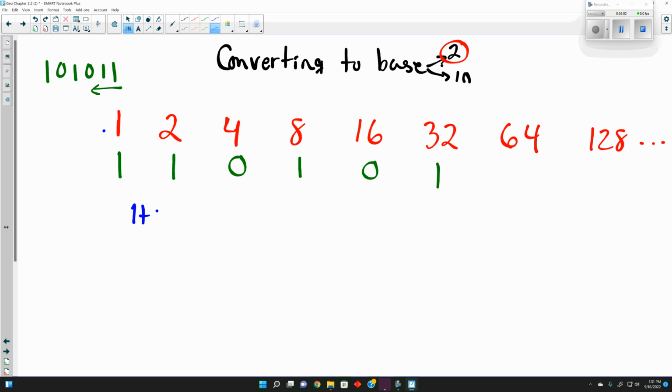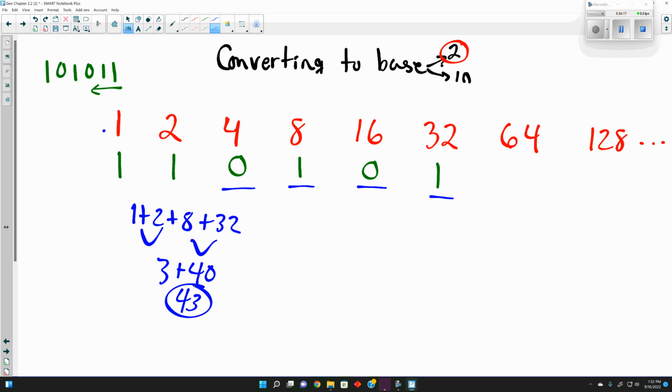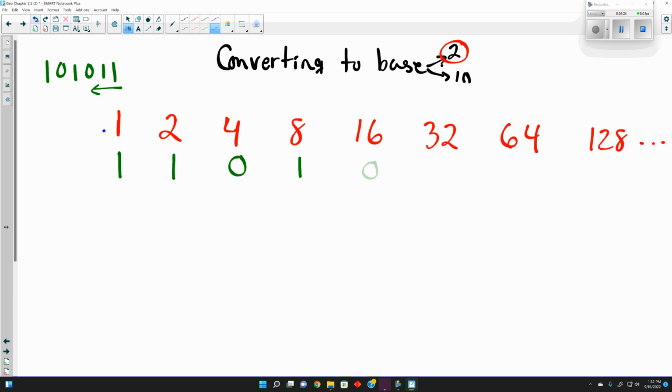So we'd have 1 plus 2 plus, well, we don't have a 4, but we do have an 8. We don't have a 16, and we have a 32. Well, that's 3 and that's 40, so this is 43. And that's all we'd have to do for any base 2 number to base 10. So going from base 2 to base 10, that's all we need to do.